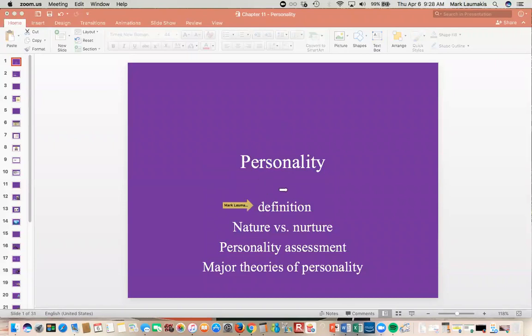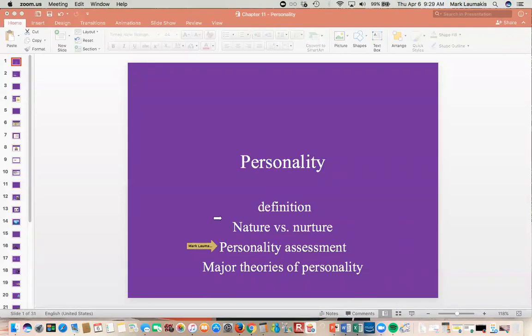So the lay of the land today is, in terms of personality, to begin with a definition, get us all on the same page, and help us understand what it is exactly that we're talking about. Talk a little bit about nature versus nurture, because this has been a theme through part 2 of our course. So we'll be talking about twin studies and adoption studies like we did when we talked about intelligence, like we did when we talked about language development, and now we'll revisit it for personality.